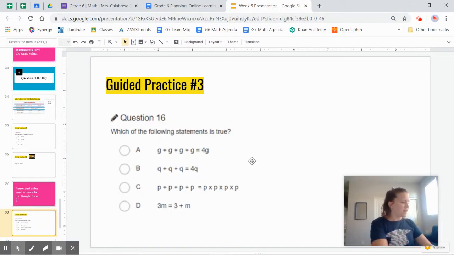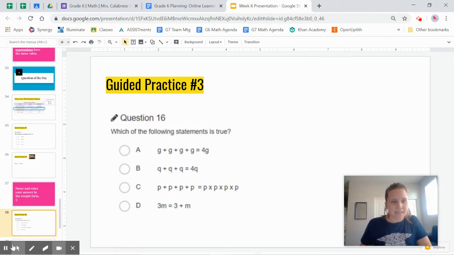Which of the following statements is true? Wow, I see a lot of variables down there in those answer choices. I want to take this opportunity to remind you about something called combining like terms. Thumbs up if you remember that. Yes. Combining like terms means I take a term with the same variable to the same power, and I can add them together by adding their coefficients.